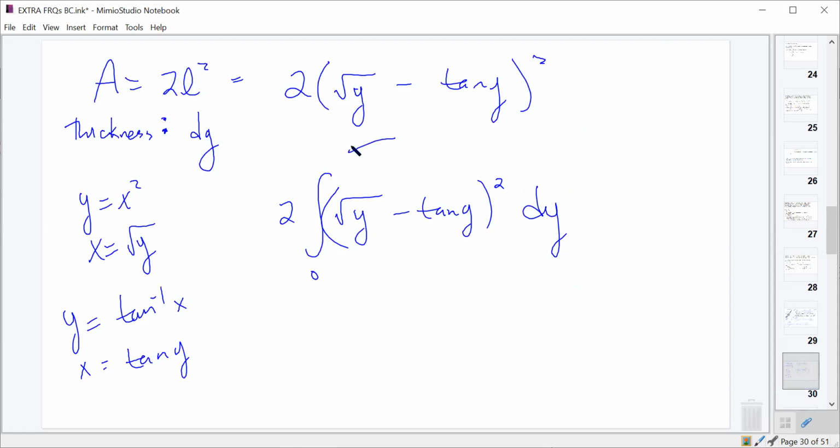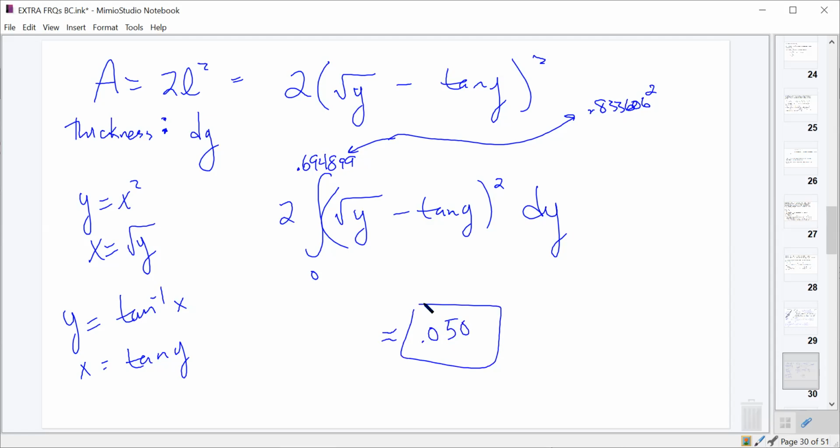So this value here comes from 0.833606 squared. Right, that's the y value when we have x squared there. And that value comes out to be 0.694899. And if we do all the integration there, this final value comes out to be 0.050. Everybody good with that? I think that's a good one for the cross-sectional area. We haven't done one of those in a long time. Good or no?